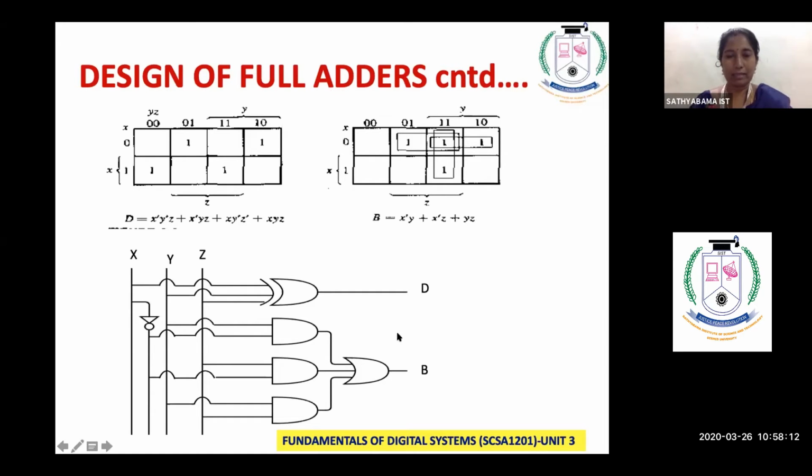So is it clear? What we have to do: first understand the problem, determine the inputs and outputs, name them, draw the truth table, and check whether we can minimize them. Better use the Karnaugh map. In all the cases, I want you to use only the Karnaugh map. You minimize it and then draw the circuit for the minimized expression.